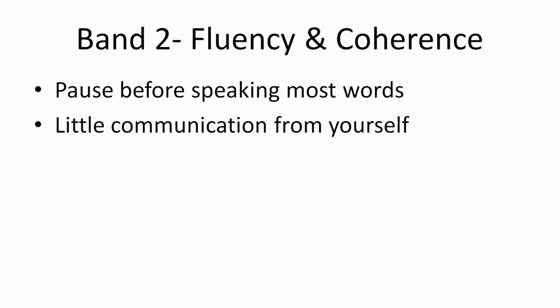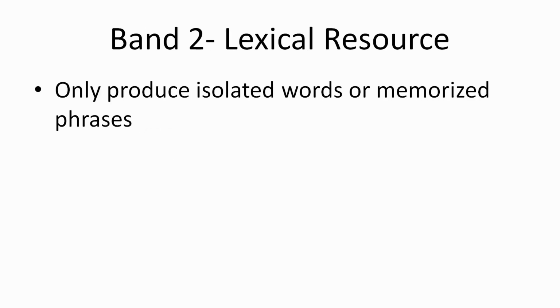Band 2 in fluency and coherence is given when you have a lot of pauses before speaking most of the words. Little communication from your end. Only then in the fluency and coherence part you will have band 2. Next is the lexical resource, band 2. When you speak just isolated words and memorized phrases, only then you will get band 2 in lexical resource.